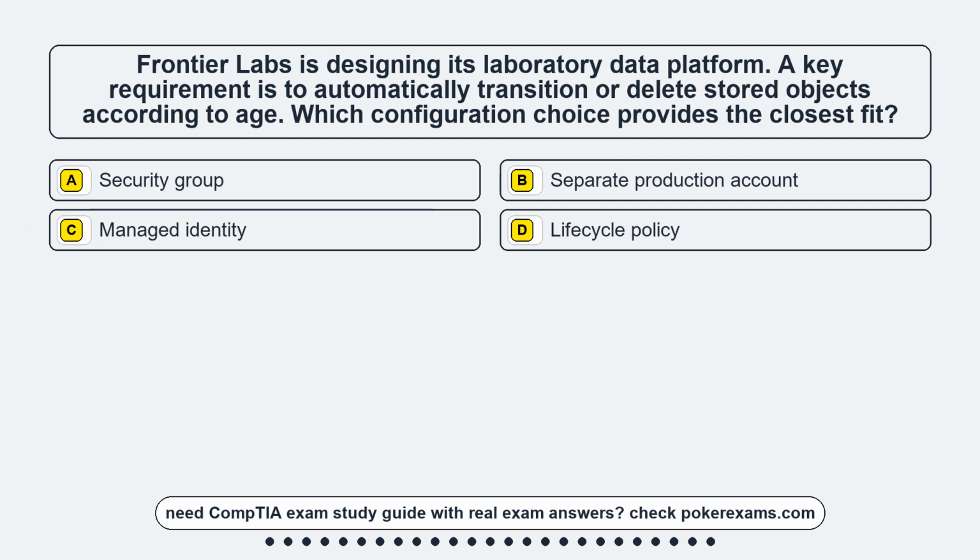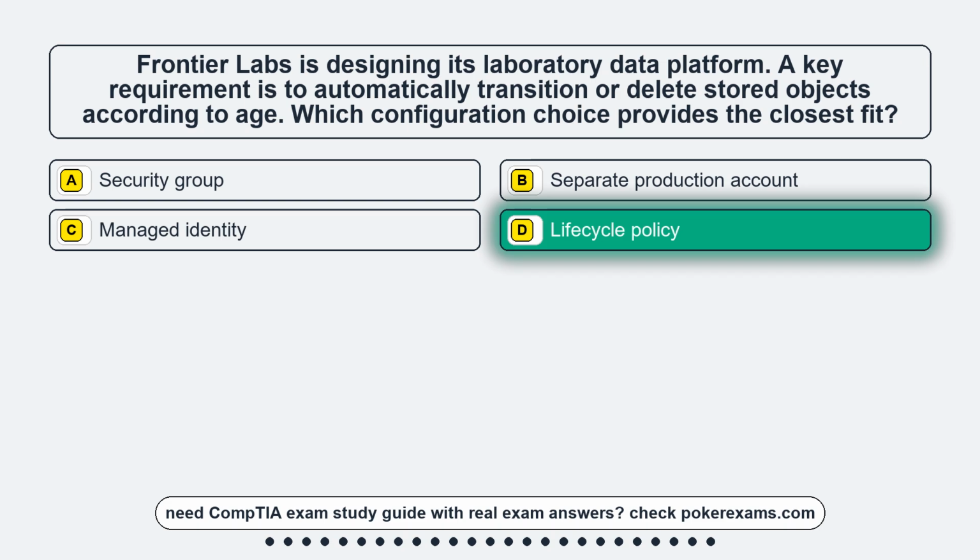Question 11. Frontier Labs is designing its laboratory data platform. A key requirement is to automatically transition or delete stored objects according to age. Which configuration choice provides the closest fit? Option A, security group. Option B, a separate production account. Option C, managed identity. Option D, lifecycle policy.